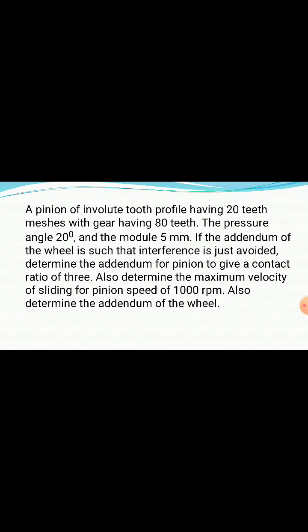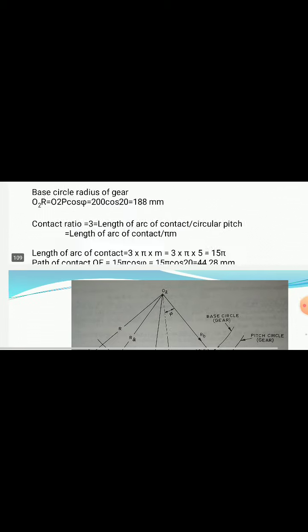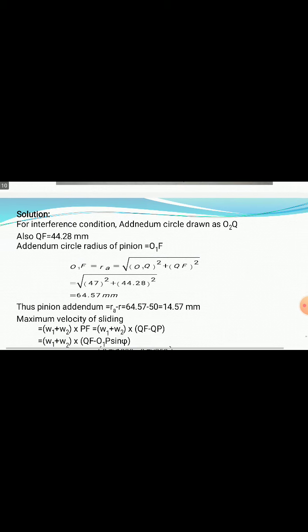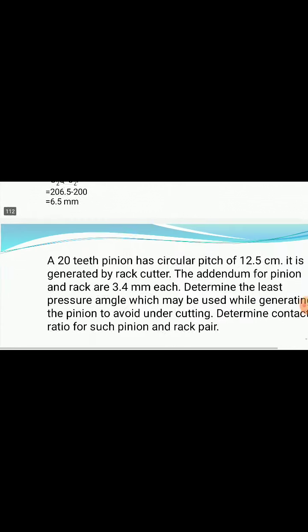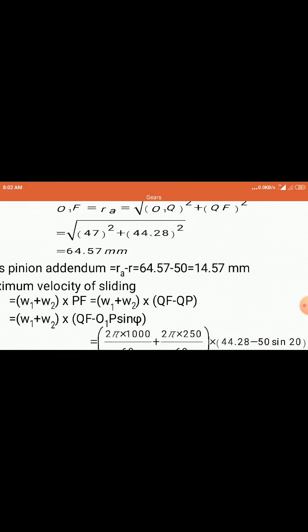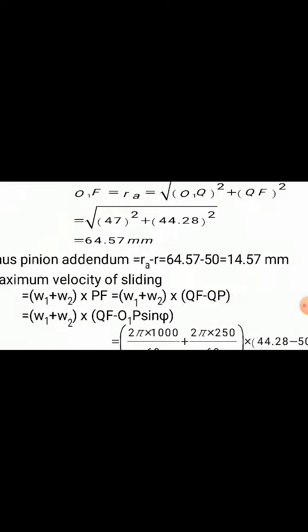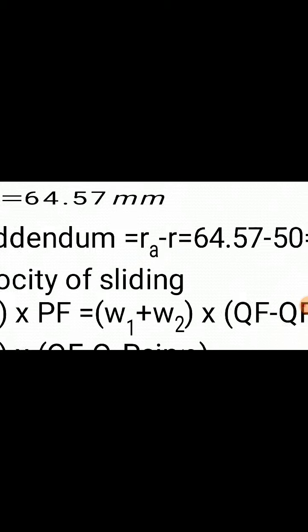Now Ra and R. This formula is shown here, and it is applicable for the pinion and also for the wheel: Ra minus R. To find the addendum for the pinion, it becomes Ra minus R. Here the Ra value is not given and the R value is also not given, so we have to find the Ra value and the R value.